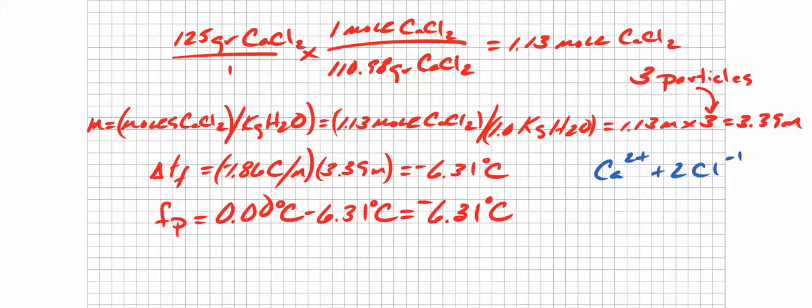We're going to use that number to determine the freezing temperature of this water. So originally the pure water had a freezing temperature of 0.00 degrees Celsius. We're going to drop that by the freezing temperature change of negative 6.31 degrees Celsius, and we get negative 6.31 degrees Celsius. That's the final freezing temperature of the water. That'll do it for the last one.